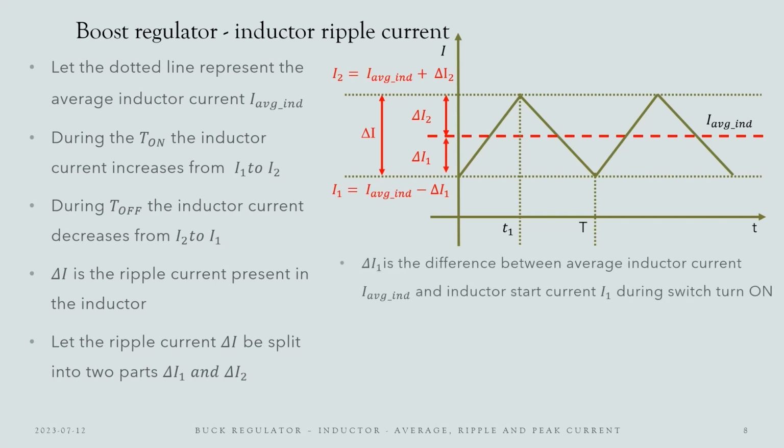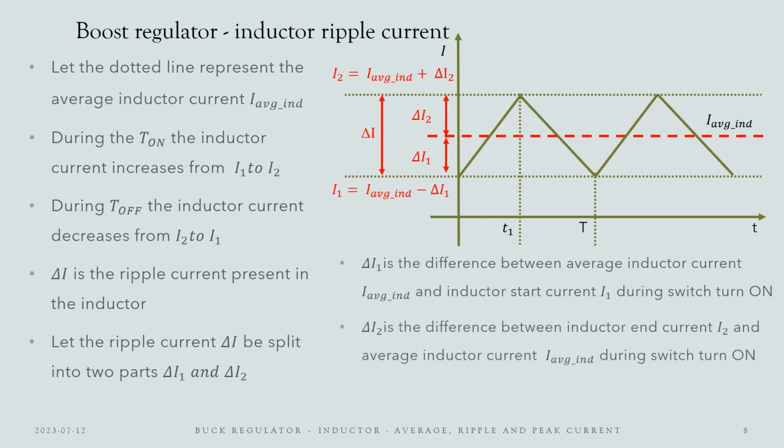Delta I1 is the difference between average inductor current and inductor start current I1 during switch turn on. Delta I2 is the difference between inductor end current and average inductor current during switch turn off. Thus, we can write I1 and I2 as shown here.